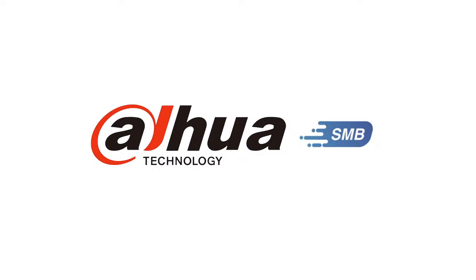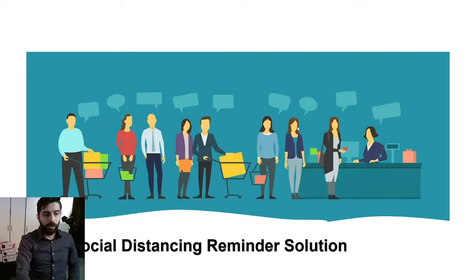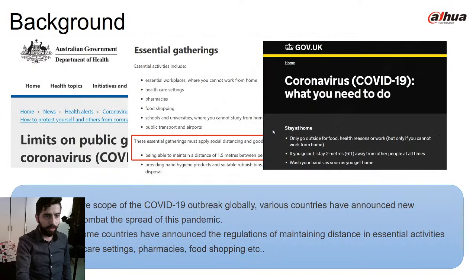Okay, so the social distancing reminder solution. We people always tend to forget. So this is the background of the essential gathering. Here we must stay at home, etc. We all know what we need to do with COVID-19.